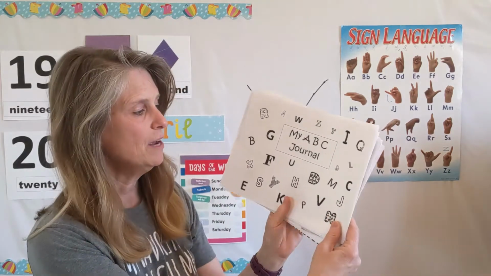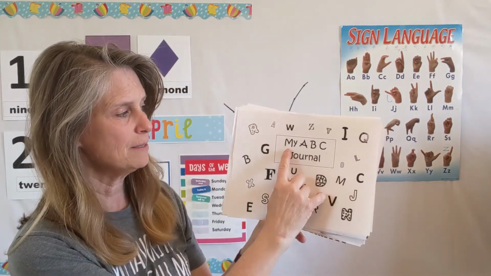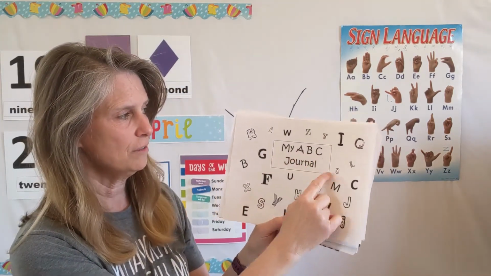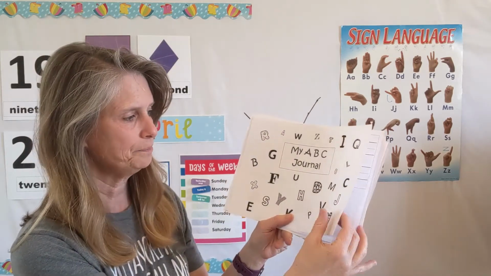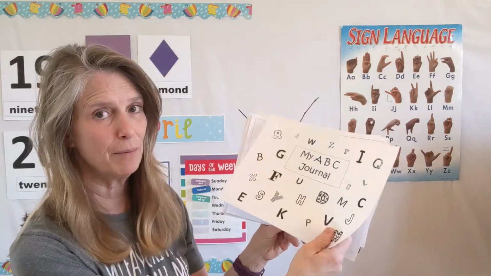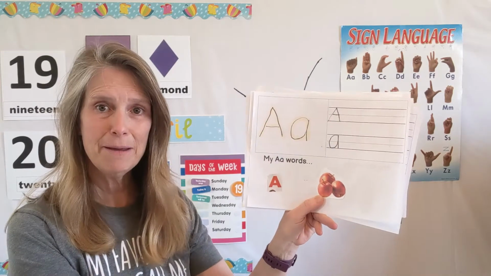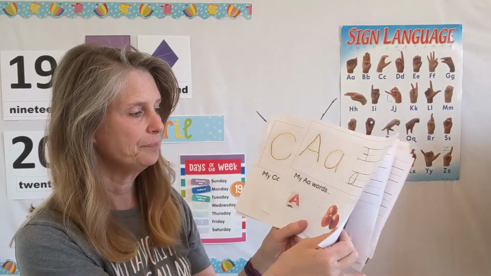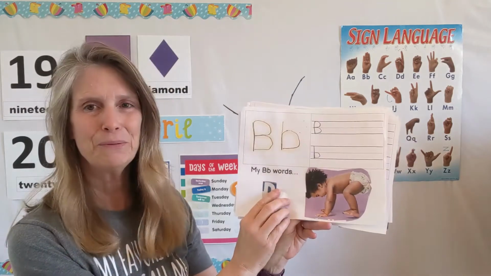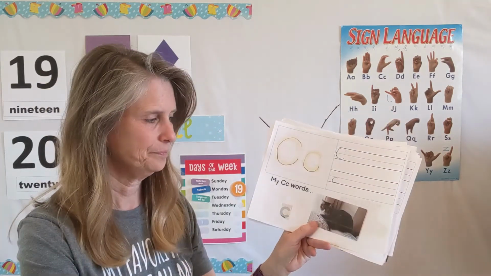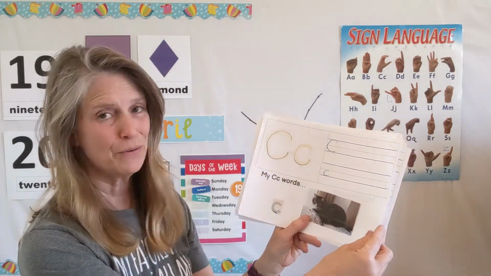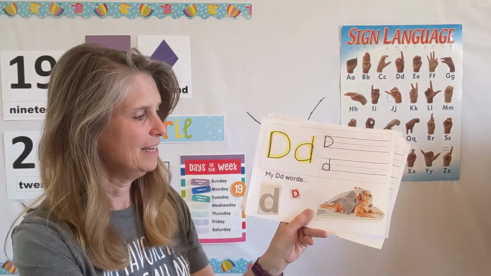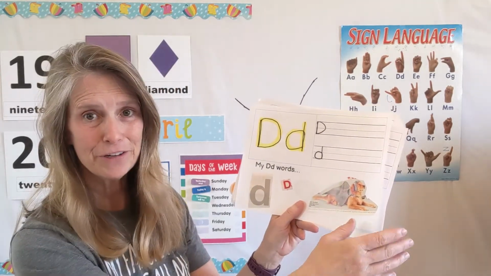Let's read mine together. The front cover of my book says My ABC Journal, and it's got all the different letters on there. That was the cover of my book. Inside is my A page. A is for apple. B is for baby. C is for cat. So D has to be for dog.